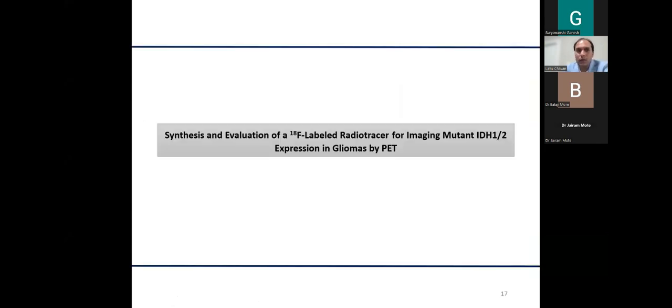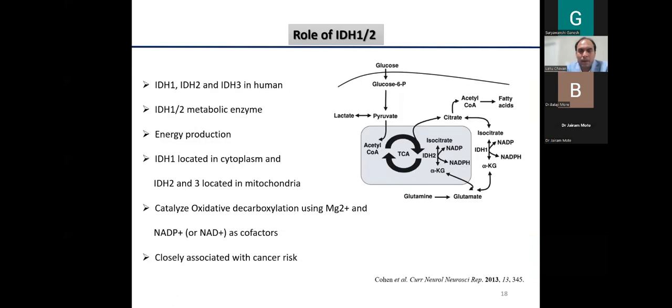So, my next project I'm working on is the synthesis and evaluation of F18 radiotracers for imaging mutant IDH1-2 expression in glioma by PET. I will give a small introduction to IDH1 and IDH2. IDH is an isocitrate dehydrogenase enzyme, which is responsible for producing energy in the brain. In humans, there are three types of IDH: IDH1, IDH2, and IDH3.